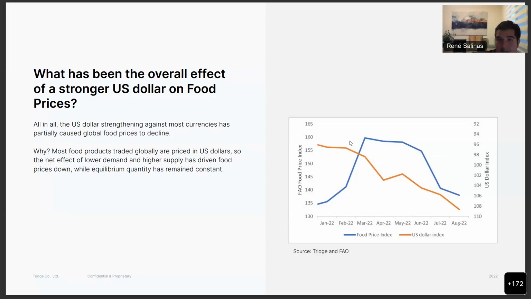Let's see, the right axis in this graph is inverse. So with a stronger US dollar, we are seeing a fall in food prices overall. Of course, this might be just short term, but this is the effect that's happening right now.